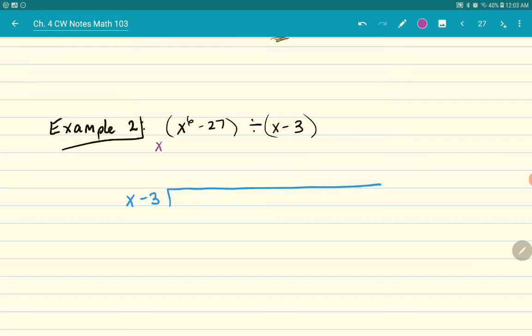So I'm going to rewrite that as x to the 6th, and then I don't have an x to the 5th, and I don't have a 4th, I don't have a 3rd, 2nd, 1st, and I do have a constant. So I'm using those zeros as placeholders because my quotient just might have those terms, so I need to have a space to put them. So I'm going to stick that expanded dividend in here.